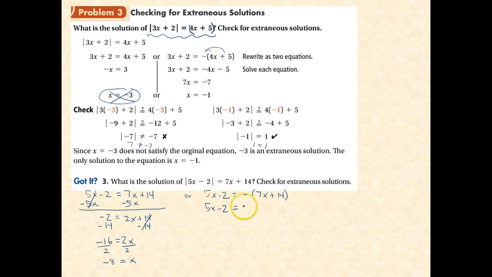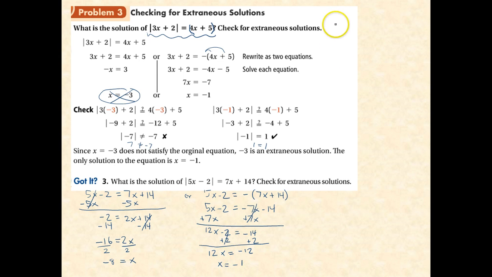5x minus 2 equals negative 7x minus 14. Add 7x to both sides, and I get 12x minus 2 equals negative 14. Add 2 to both sides. 12x equals negative 12, so x equals negative 1. I need to check those.